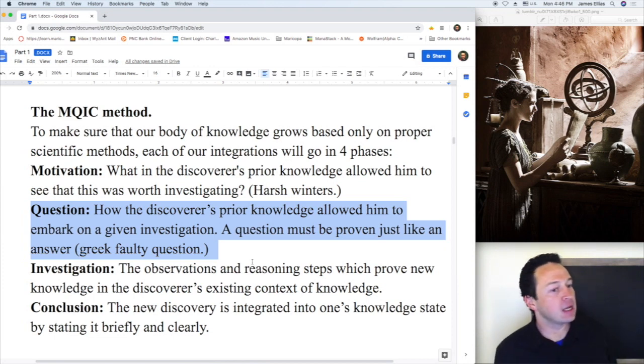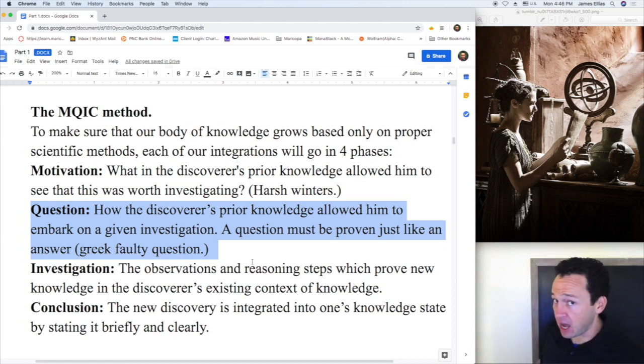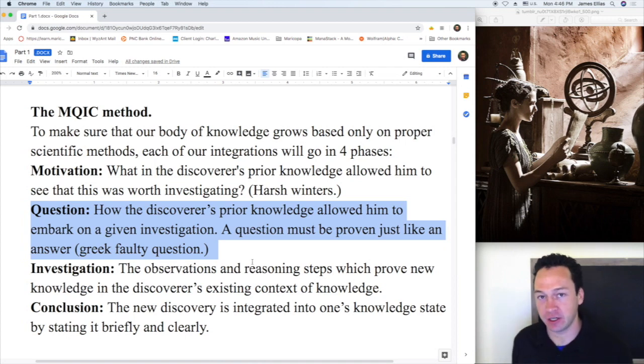Okay? And here's the thing. It's possible to frame your prior knowledge wrongly. It's possible to ask an incorrect question. It's possible to ask a question that contains invalid assumptions.